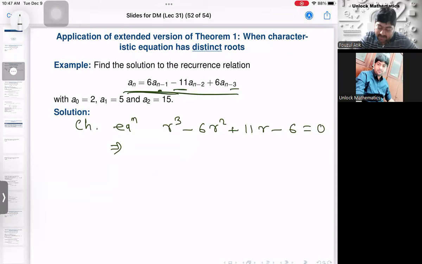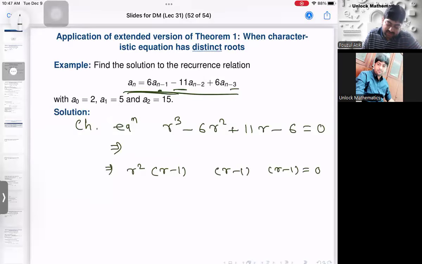So check, maybe 1 is a solution. Yes, 1 is a solution, so r minus 1 is a factor. This is the vanishing factor rule. Or you can divide this by r minus 1, because r minus 1 is a factor of it. I'll use the vanishing factor method, and I'm multiplying with r square.